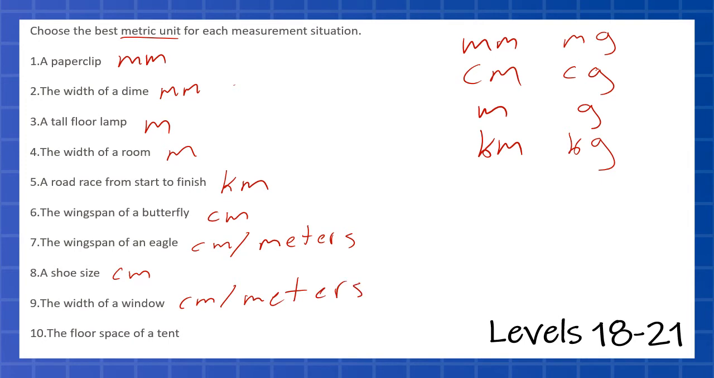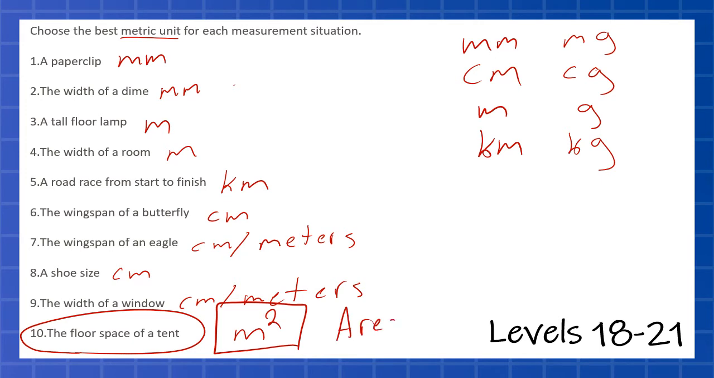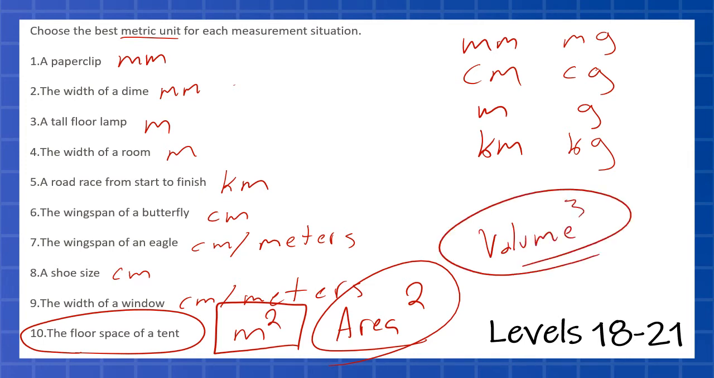Now, I want to stop for a second and focus on this last one, because when we start talking about different dimensions, we talk about floor space of a tent. You might say floor space of a tent could be 3 meters by 2 meters, and so you could say it's meters. But the truth is, it should be meters squared, because when we're talking about area, we want squared dimensions. If we're talking about volume, we want cube dimensions. So I want you to watch out for that. I don't want you to get it wrong just because you picked the right, but you weren't paying attention to the units and the dimensions.